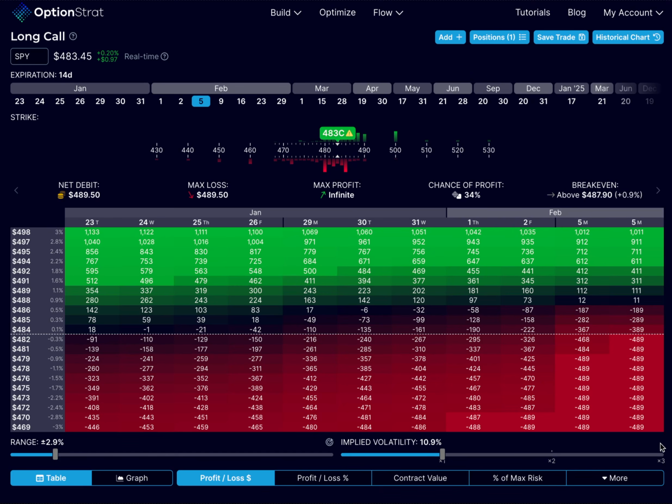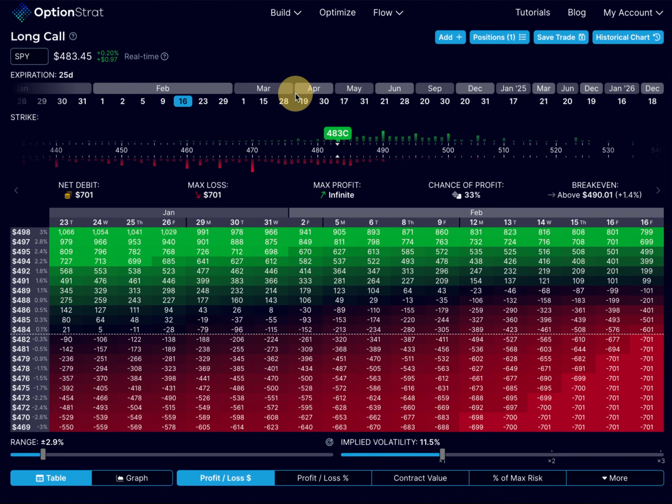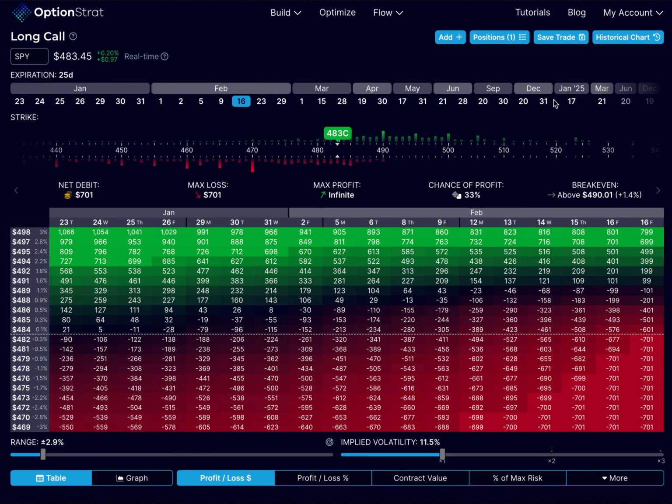So a couple of other things that I want to point out. If I want to change my expiration up here, I can do that. I can move this to February 16th or whatever I want to go to. I can also scroll these. If I want to go out further in time, I can slide this entire bar left or right. Of course, I can do the same with the underlying, the option that I'm going to buy.